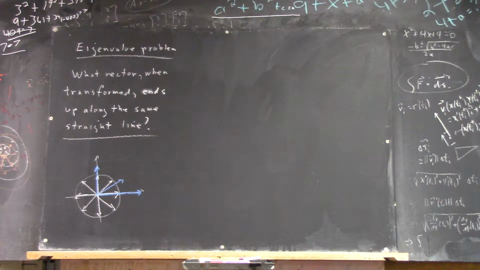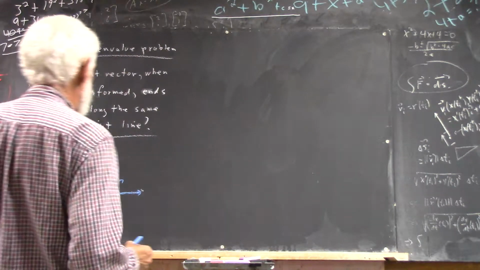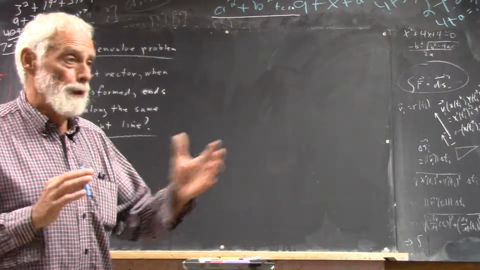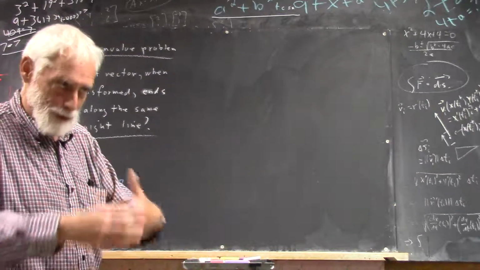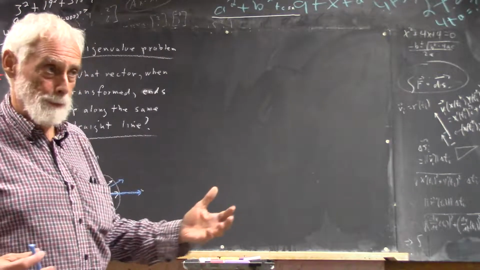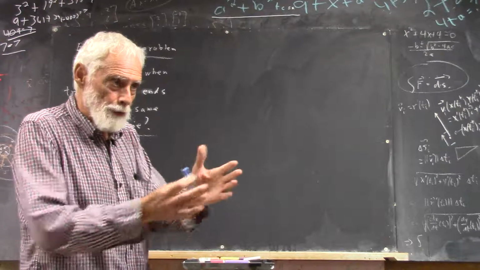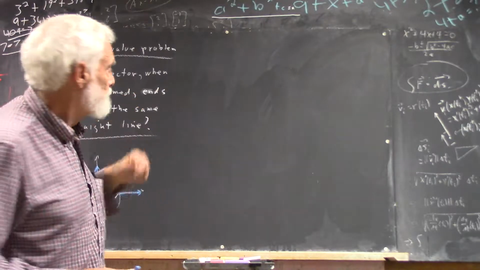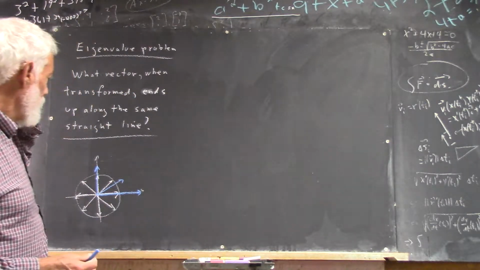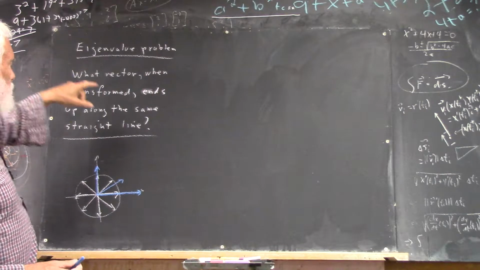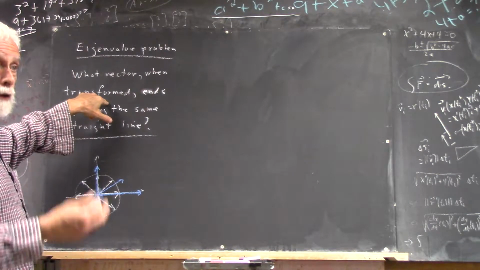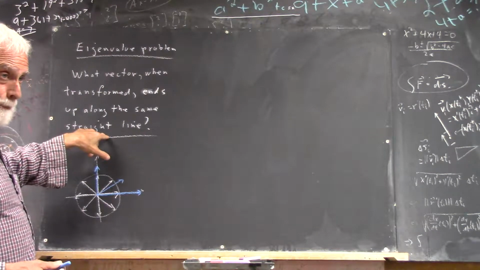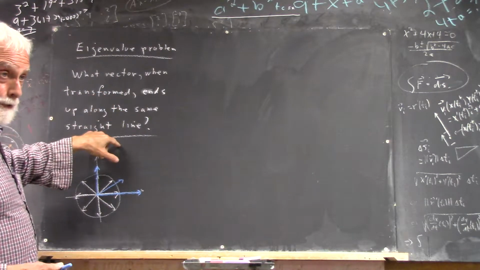Okay, so we've got the eigenvalue problem. The eigenvalue problem just basically says if you multiply a vector by a matrix, as you've done, and you look at how the unit circle deforms into an ellipse and so forth, and how the vectors around the unit circle deform, some of them get further apart, some of them get closer together. We ask what vector, after you multiply it by the matrix, after you transform it, ends up along the same straight line. Okay?